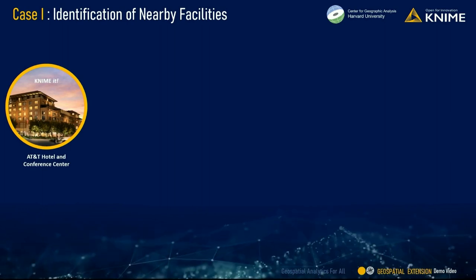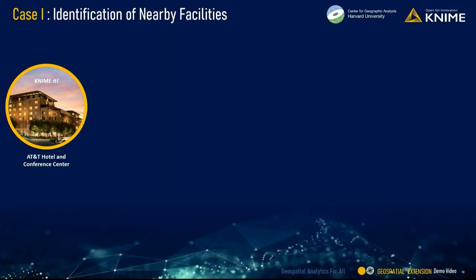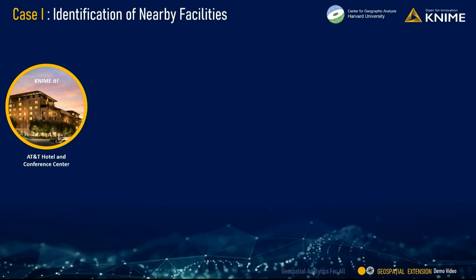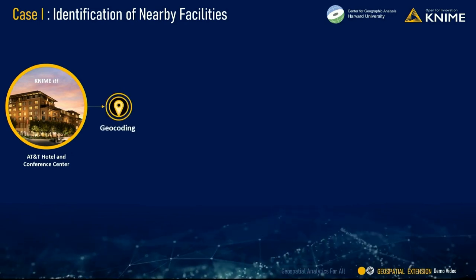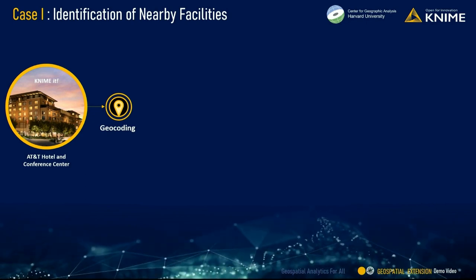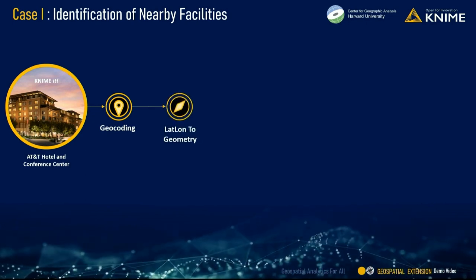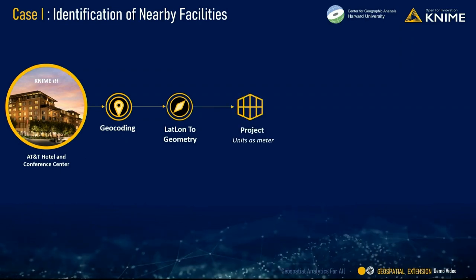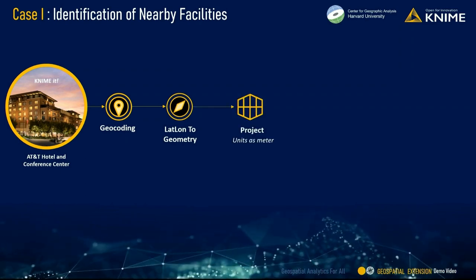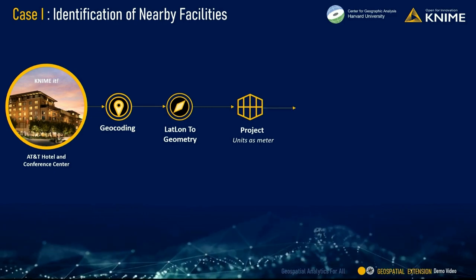Firstly, get the address or name of our location. Then a geocoding tool interprets the address text into latitude and longitude. A conversion tool will further generate geometry data based on the coordinates. Then we will use projection to give it a new coordinate system, transforming the unit from degrees to meters.